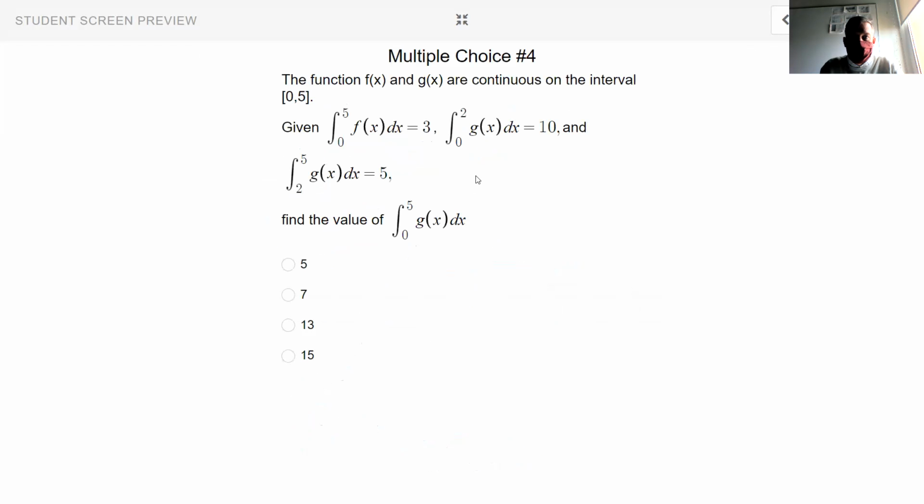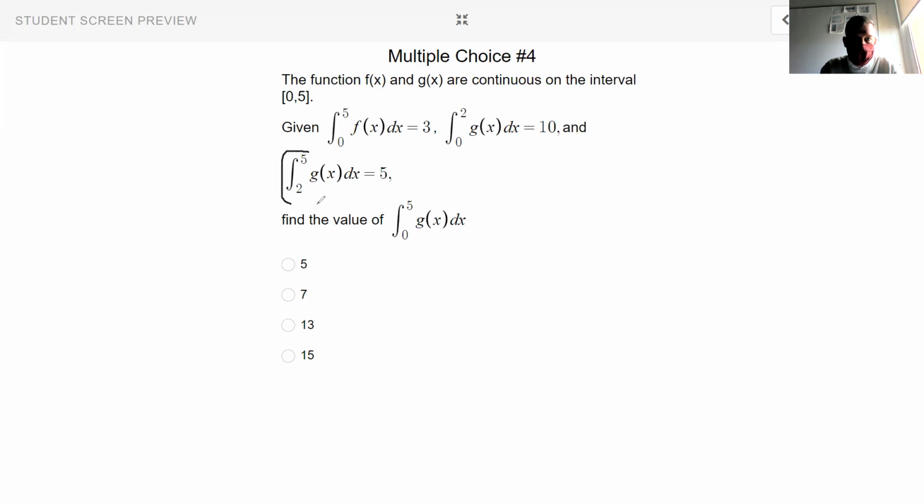This one, I know a lot of us maybe got a little tripped up on. It gives us a lead-in. The functions f of x and g of x are continuous on this interval. Okay, that's typically the case. And we have 3 integrals here. From 0 to 5, f of x, the area is 3. 0 to 2, g of x, that area is 10. And from 2 to 5, g of x, that area is 5. And what we want to know is the area from 0 to 5 of g of x.